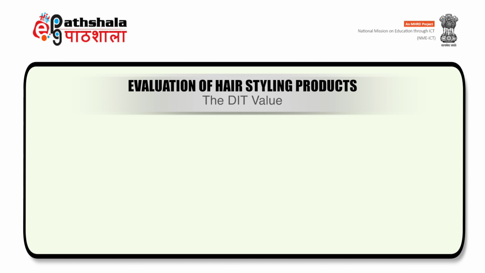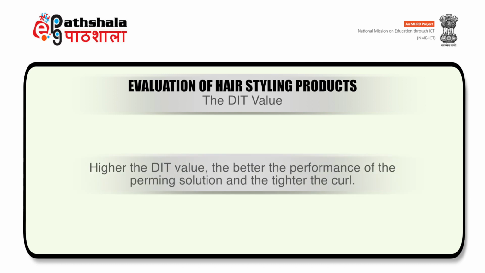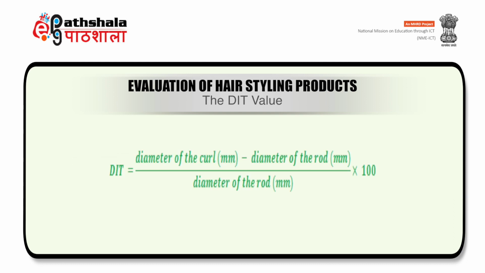Next, the DIT value. The DIT value is a measure of the tightness of the curls. The higher the DIT value, the better the performance of the priming solution and the tighter the curl. It is usually calculated using the following formula: DIT equals diameter of the curl in mm minus diameter of the rod in mm, upon diameter of the rod in mm, into 100.